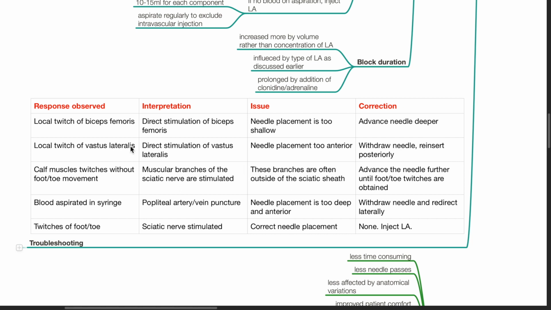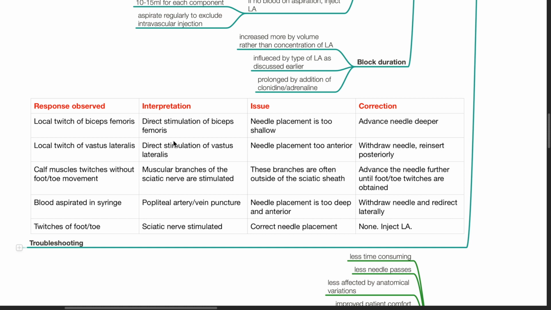Response observed: calf muscles twitch without foot or toe movement. Interpretation: muscular branches of the sciatic nerve are stimulated. Issue: these branches are often outside of the sciatic sheath. Correction: advance the needle further until foot or toe twitches are obtained.